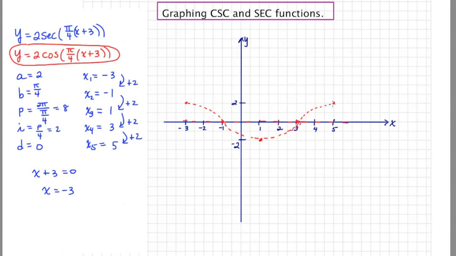Now, when we studied the basic shape of secant, we said that there is going to be a vertical asymptote at both the second and fourth key points. Well, here's the second point, so I'll put a vertical asymptote there. And here's the fourth point, and I'll put a vertical asymptote there.